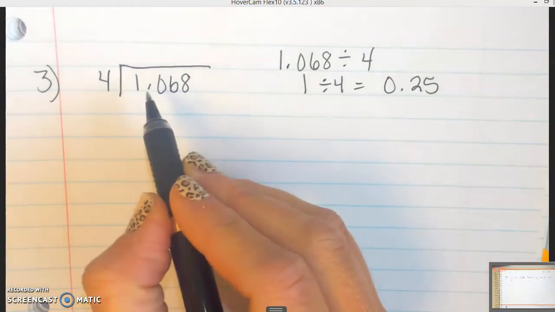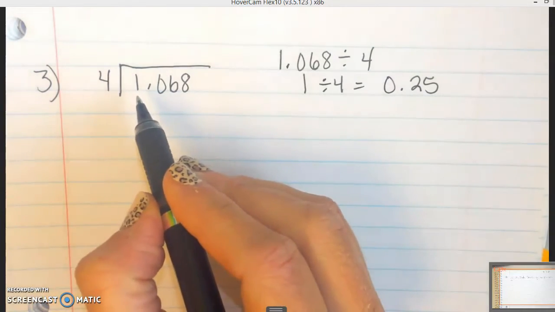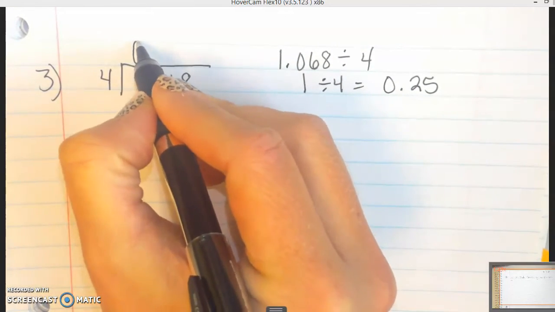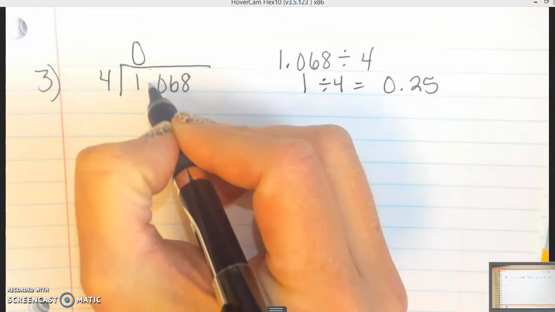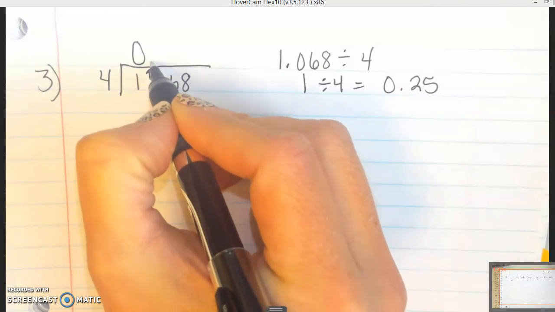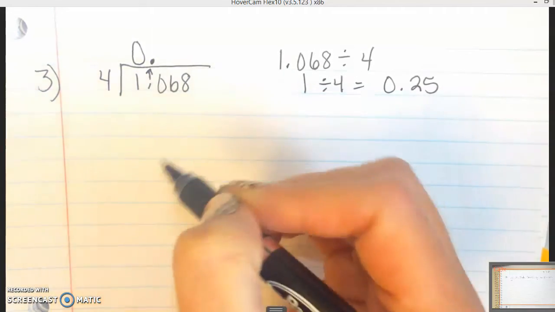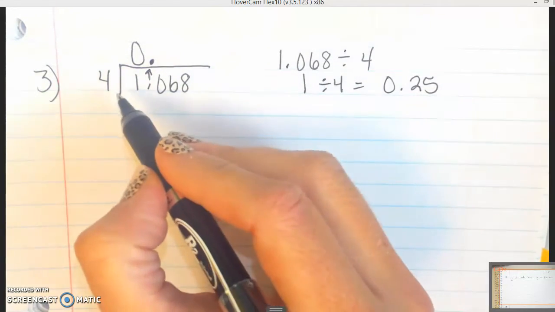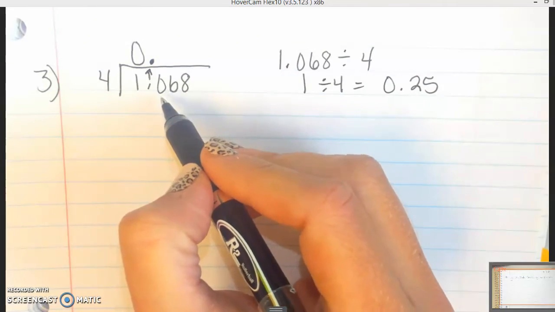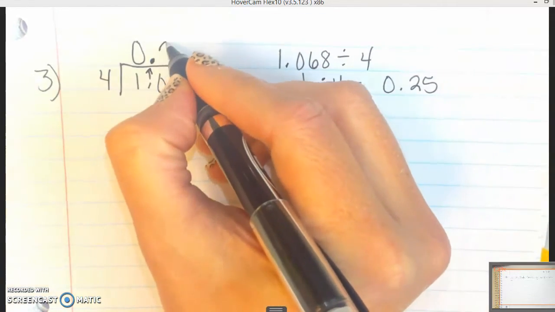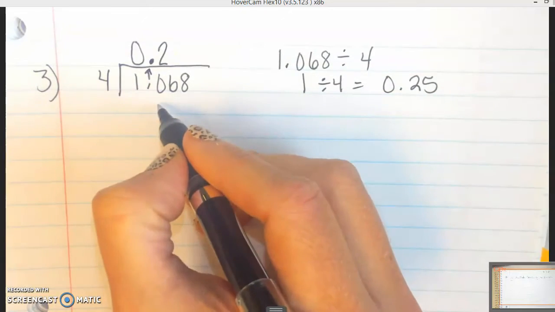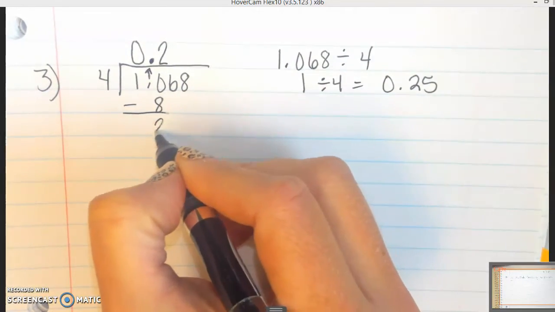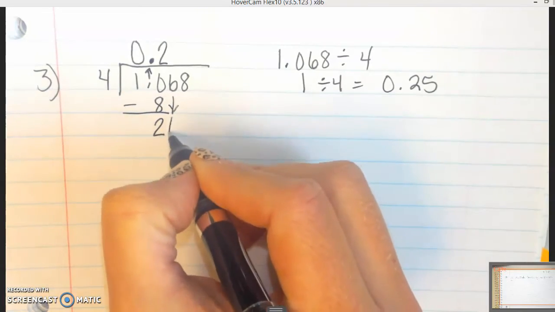Okay, so now we're going to divide. Will 4 go into 1? So we're going to go ahead and put this 0 here. And the reason I'm going ahead and doing that is because if you'll look, the very next thing is the decimal. So I'm going to go ahead and put that 0 there and then put my decimal. Will 4 go into 10? How many times? So I put a 2 here. 2 times 4 is 8. I subtract. 10 minus 8 is 2. And I bring down my 6.